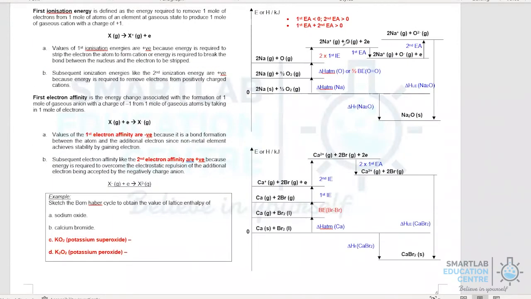Let's take a look at another Born-Haber cycle. In this Born-Haber cycle, we're studying the lattice energy for sodium oxide.